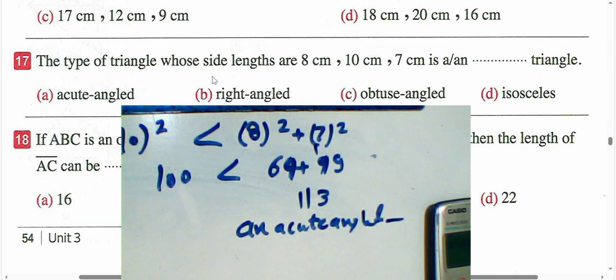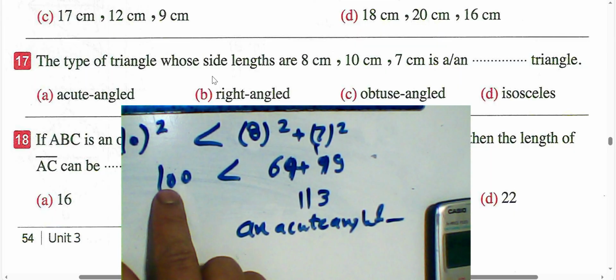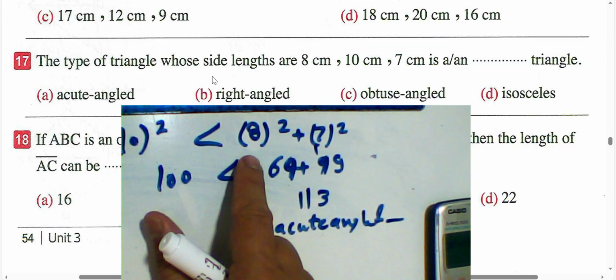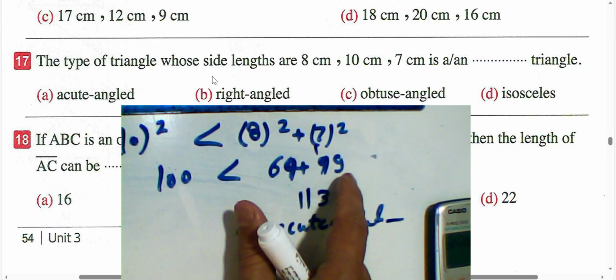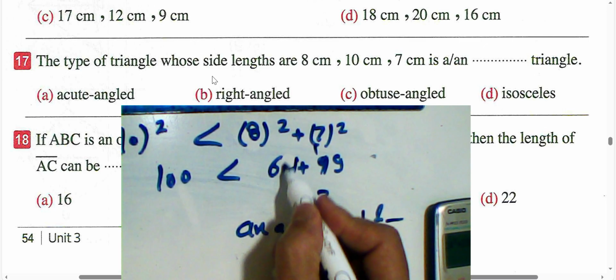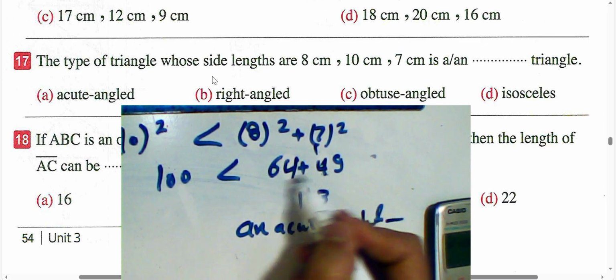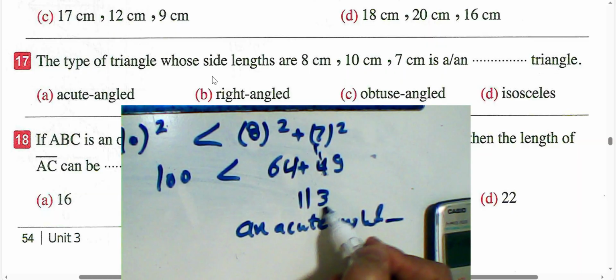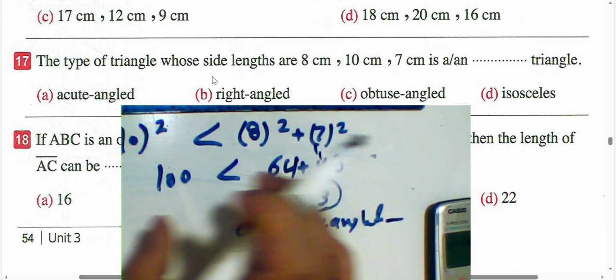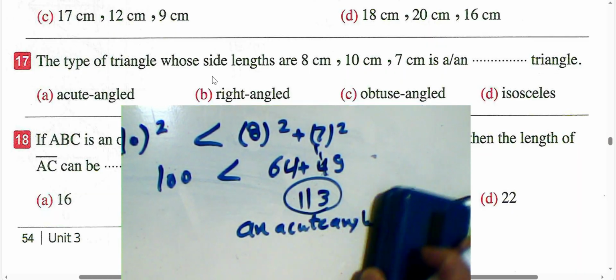Acute angle triangle. Okay, choose letter E, because 10 power 2 is 100, 8 power 2 is 64, 64 plus 49: 9 plus 4 is 13, 3 and carry 1, 5 plus 6 is 11. Then 113 is greater than 100, so we call it an acute angle triangle.